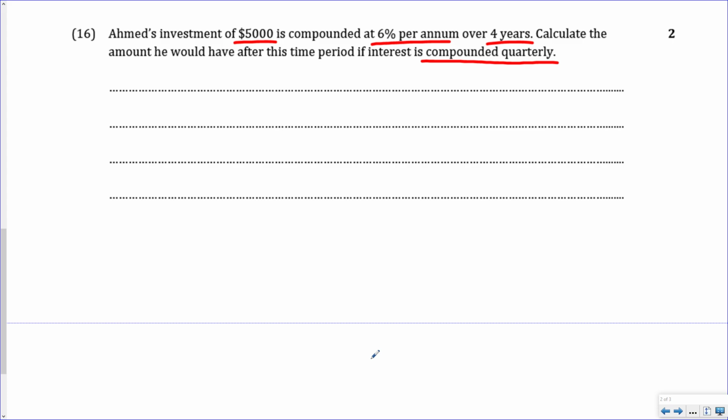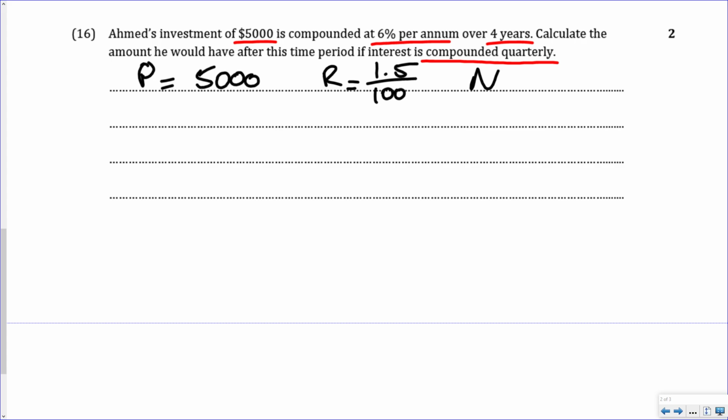So our P stays the same. I'm just going to write it down completely this time. So I'm going to say P still is 5,000. We're still investing 5,000, alright? But here my R is going to be, rather than 6% for the whole year, 1.5% for a quarter of a year because I'm dividing it by 4. So my R is 1.5 over 100.